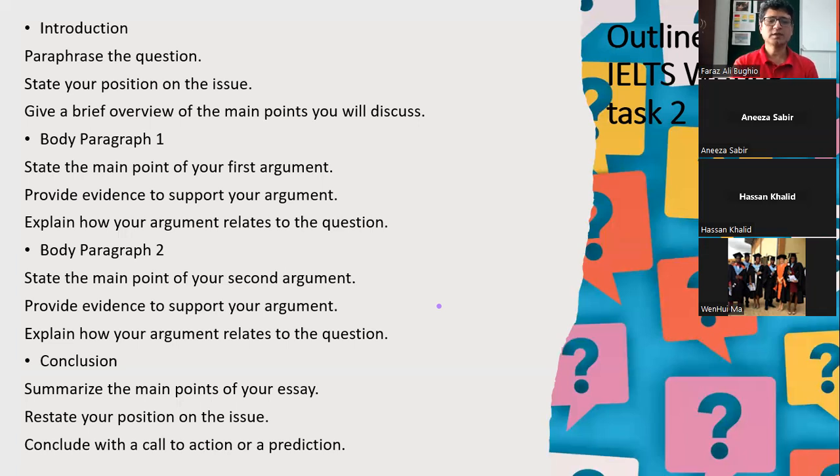And in conclusion, summarize the main points of your essay, restate your position on the issue, and conclude with a call to action or a prediction.